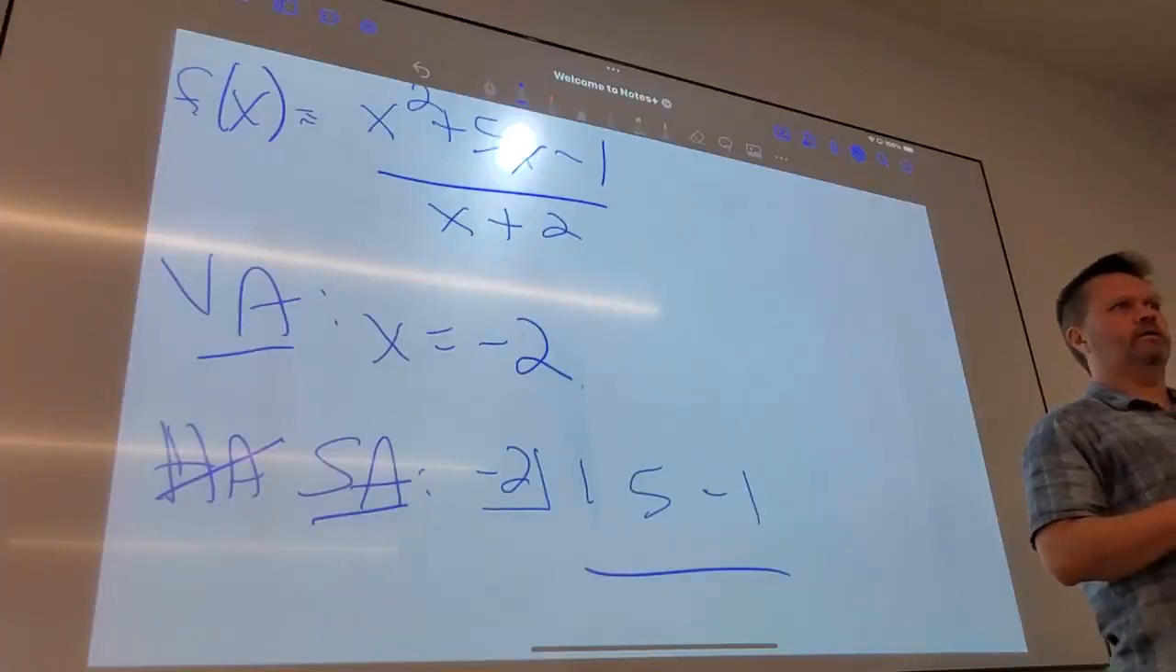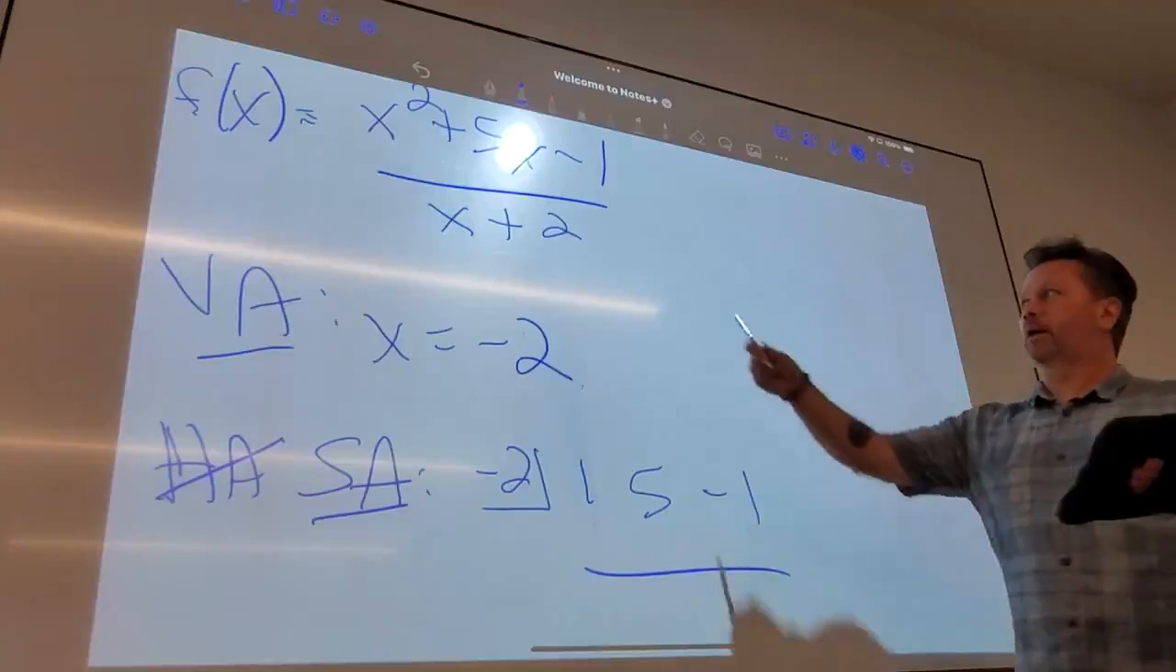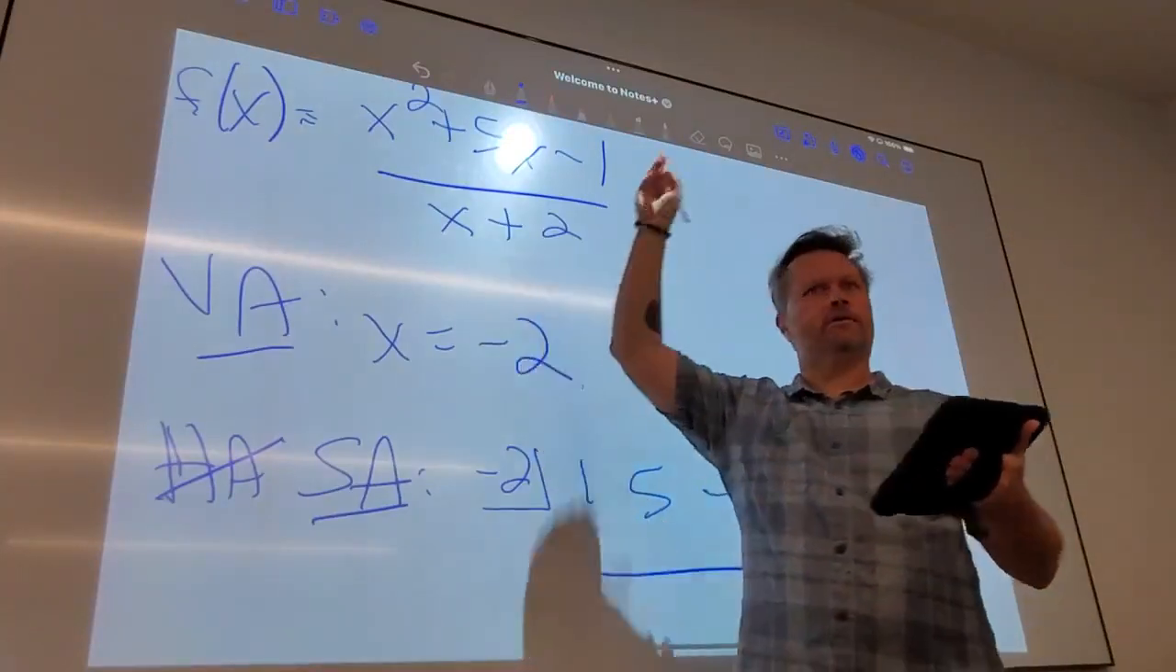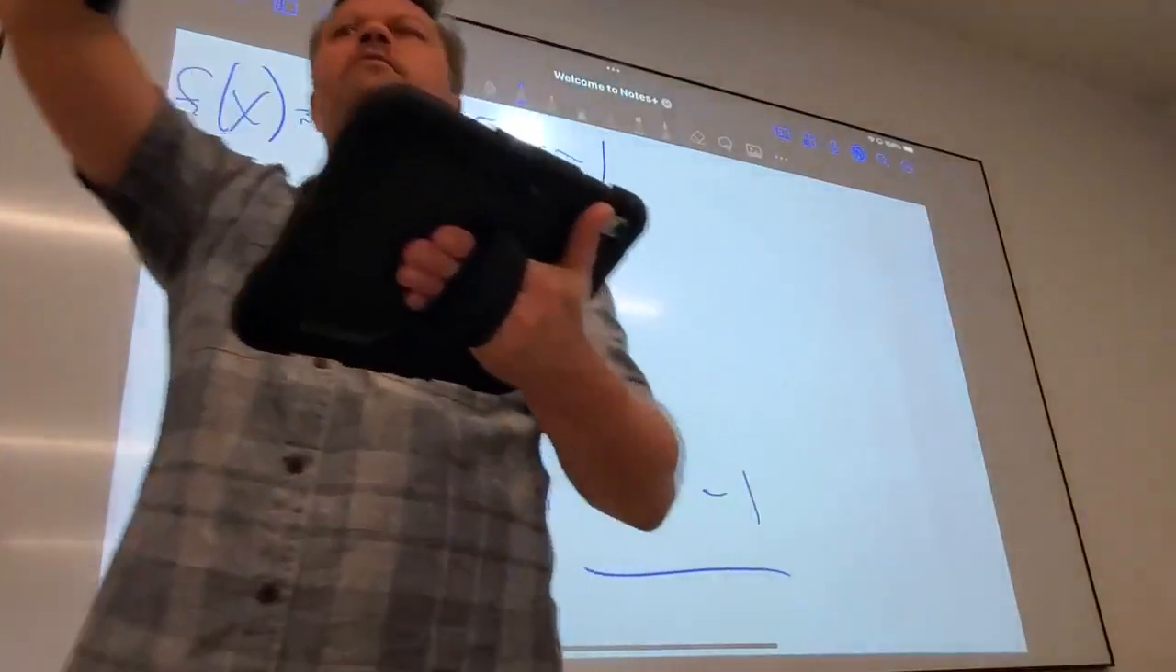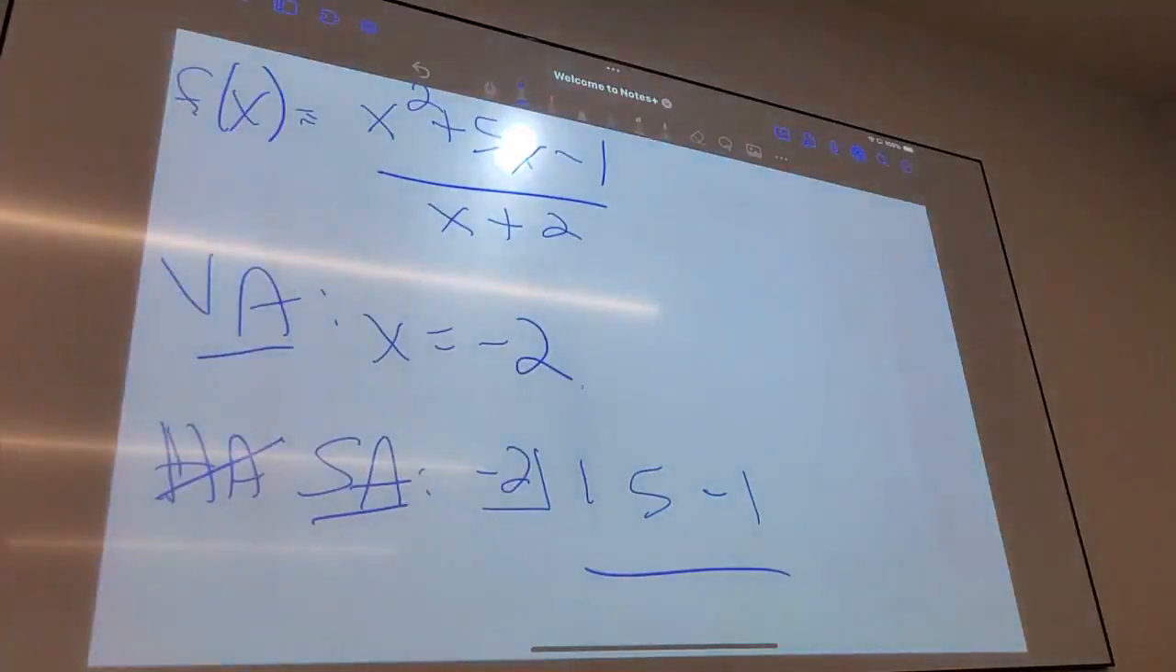Right, I'm going to do this synthetic division because I can. Not every problem you will be able to, but since the bottom here is linear, coefficient 1, synthetic works. Bring the 1 down, multiply, add, multiply, add. I think I did that right. So what is my slant asymptote? x plus 3, because the remainder term will go to 0 if I let x get big.